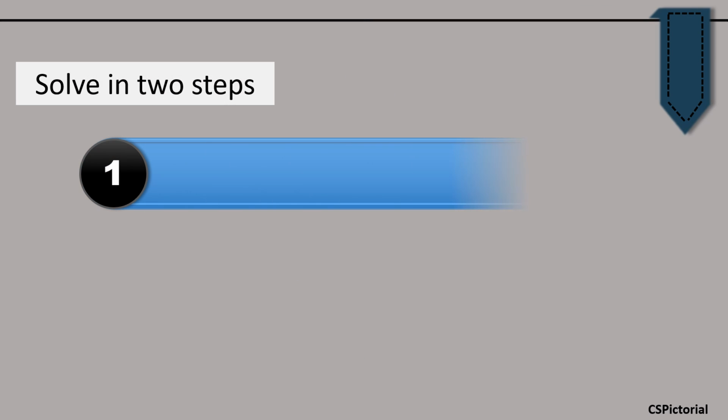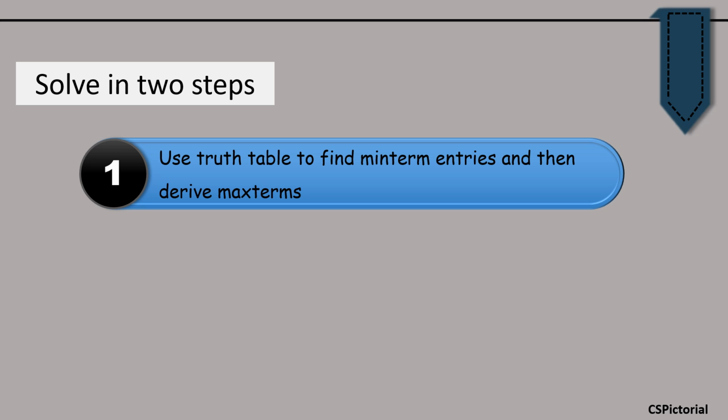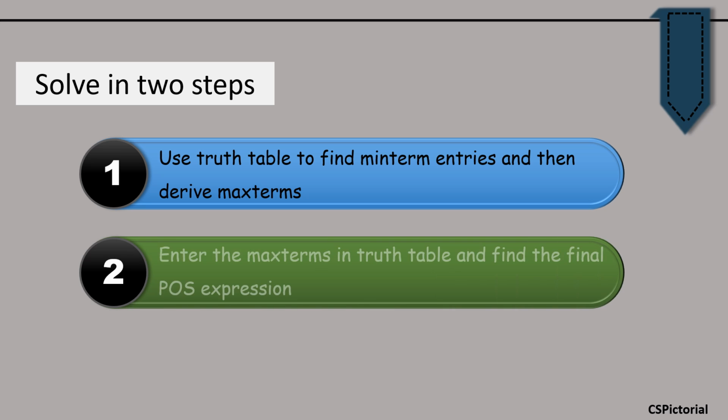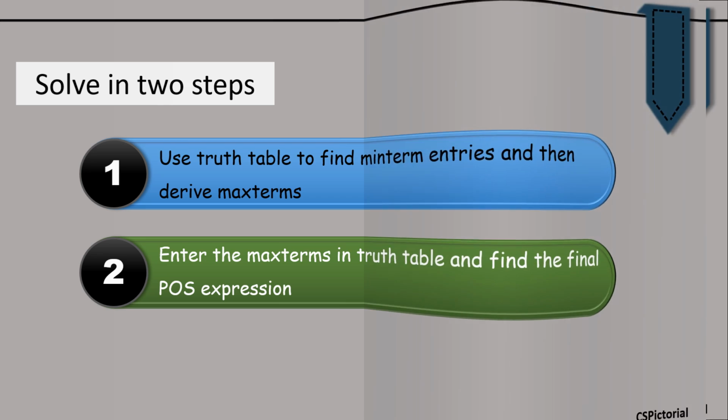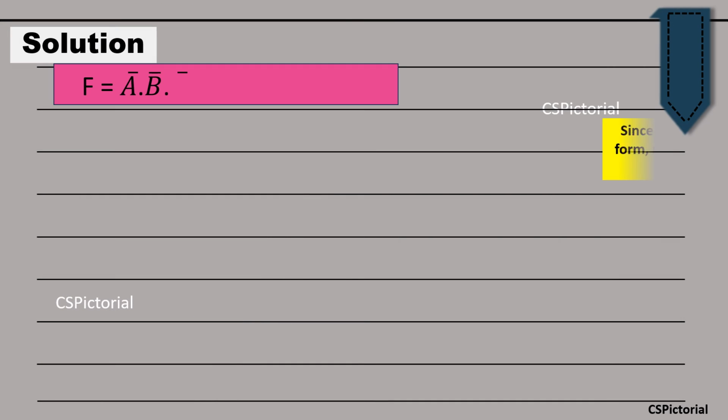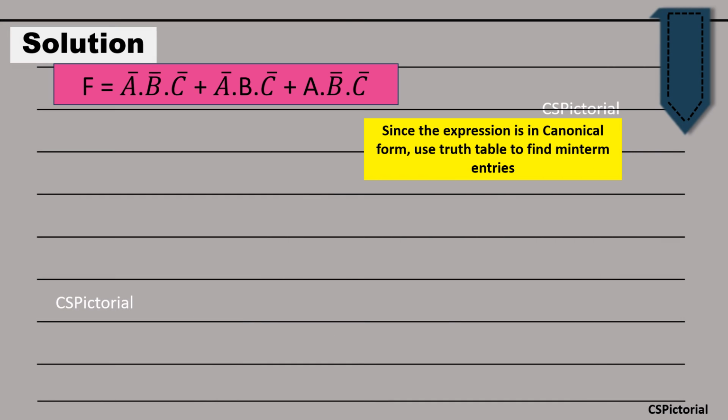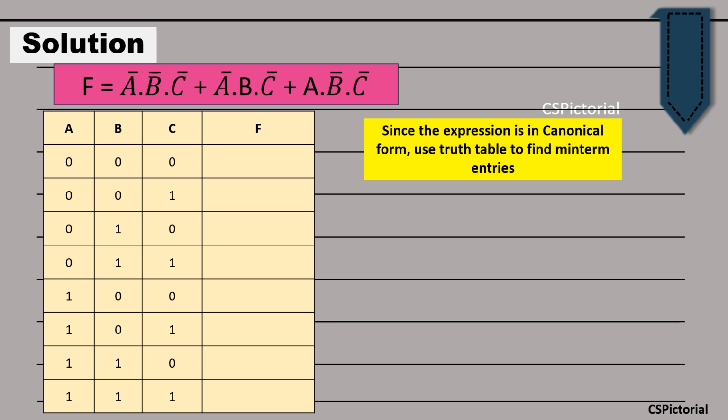This problem is also solved in 2 steps. First, use a truth table to find minterm entries and then derive maxterms. Then enter the maxterms in the truth table to find the final POS expression. Since the given SOP expression is in its canonical form, we use the truth table to find minterm entries.